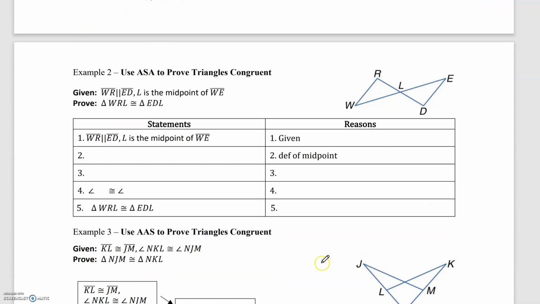So let's take a look at it in some proof forms. On this one, I'm going to mark what I have, which is that this is parallel to this side. L being the midpoint of WE means this is congruent to this. And definition of midpoint, so that is that WL is congruent to EL.